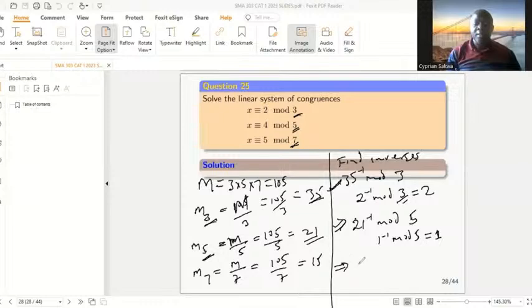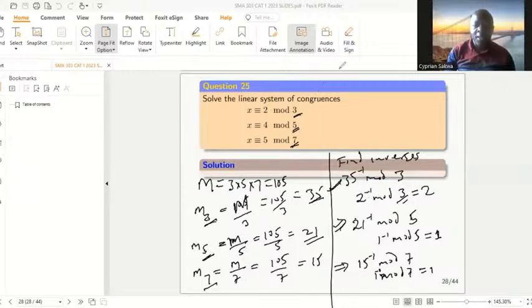Next, find the inverse of 15 mod what? Mod 7. Reduce 15 mod 7. 7 into 15 is what? The remainder is 1. So it's the same as finding the inverse of 1, which is 1. Now, after you found the inverses, it's easy.